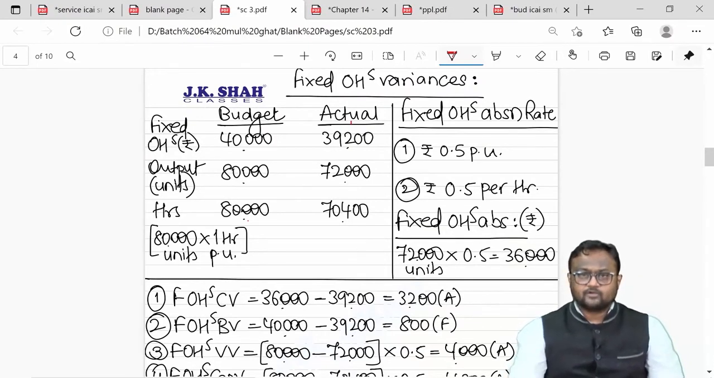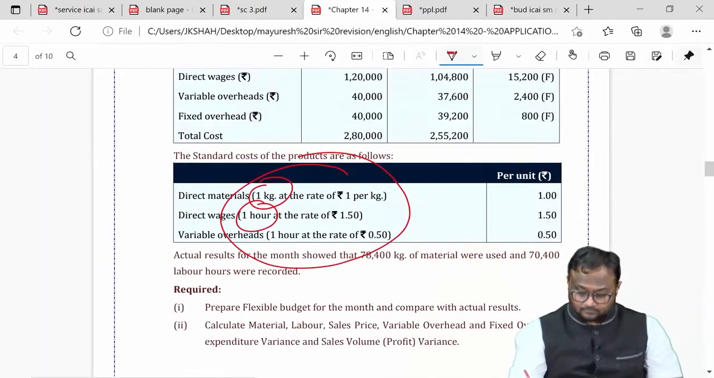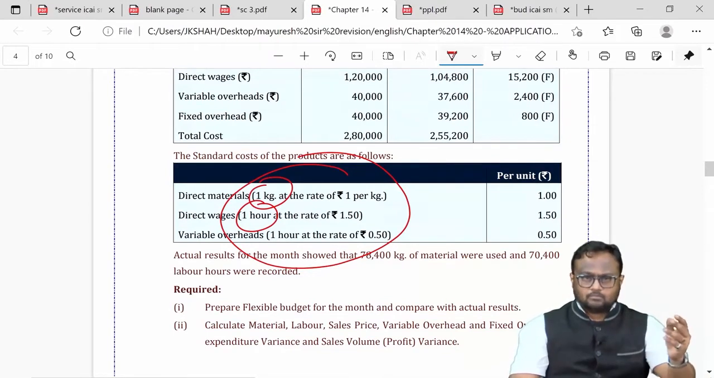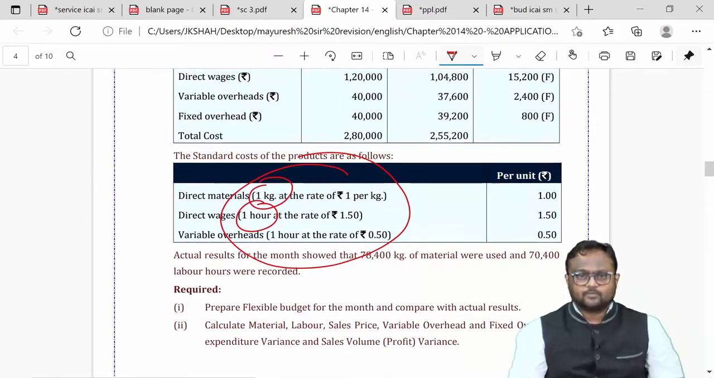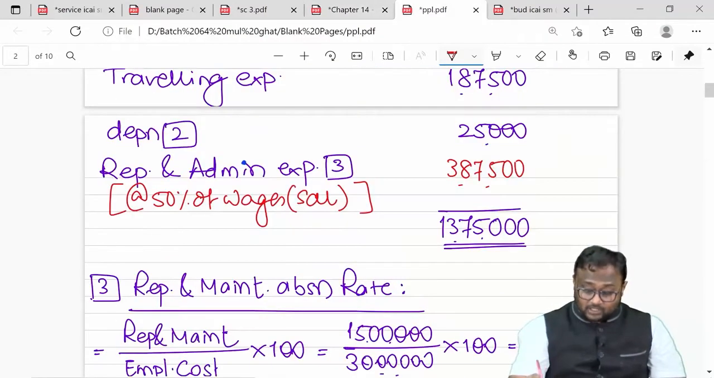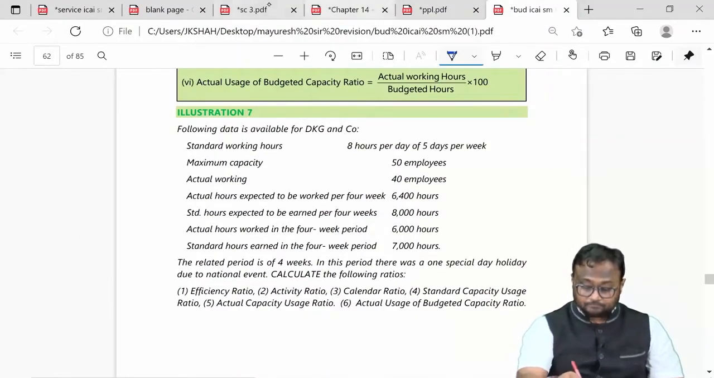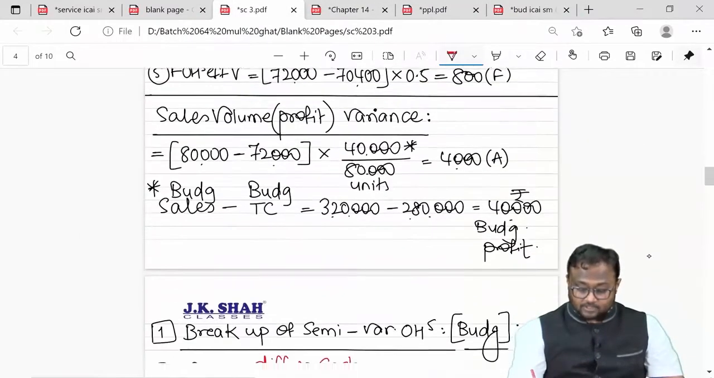You can calculate fixed overhead variances as well. The standard procedure is to be applied. We have discussed that in standard costing. Thus, one special variance which was discussed in this was your margin variance.